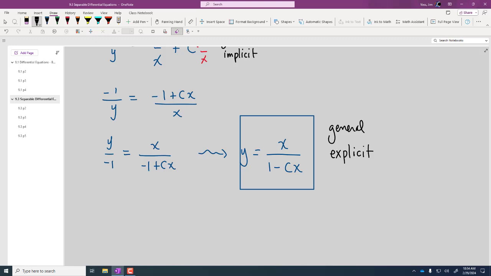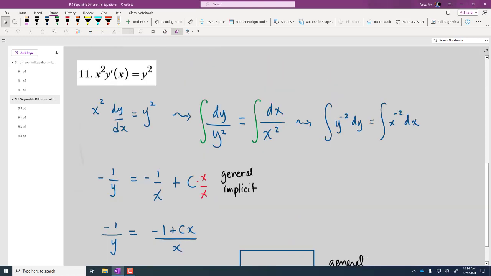Can you go back up to 6? Why did it go from e to the 4t to e?